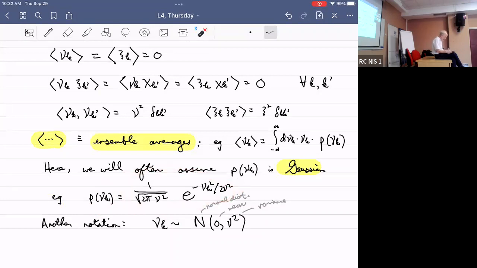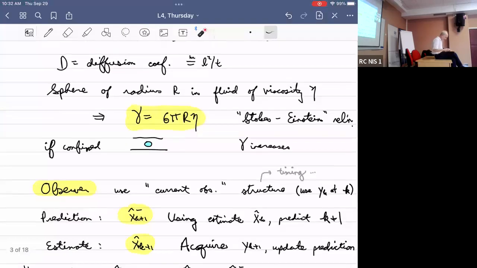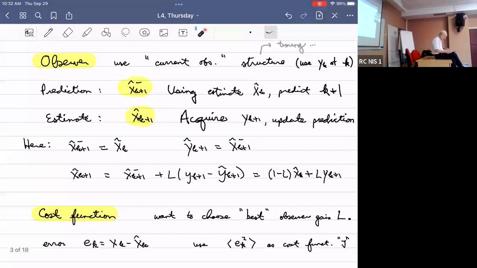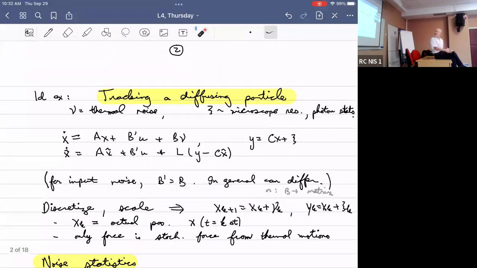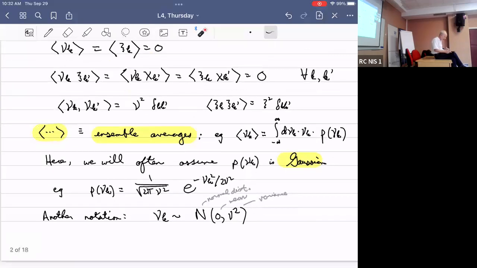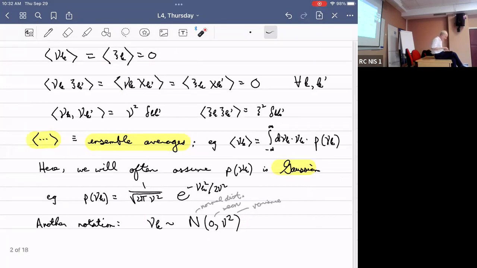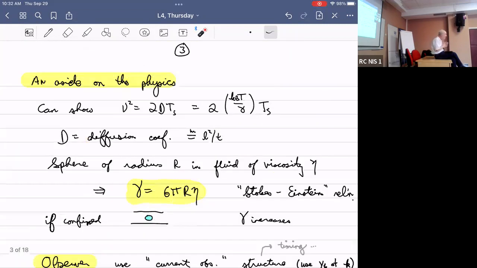And another notation which often pops up is here. Okay, you still see it. So nu k is distributed as a normal distribution with zero mean and variance nu squared. Okay, this is just a notation. Any questions so far? We haven't really done much besides set up some notation.